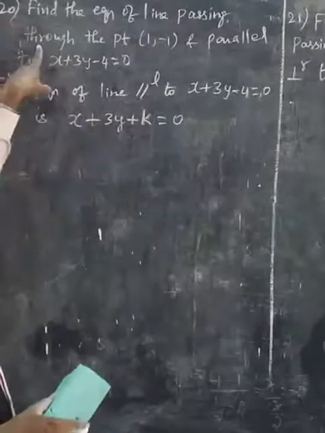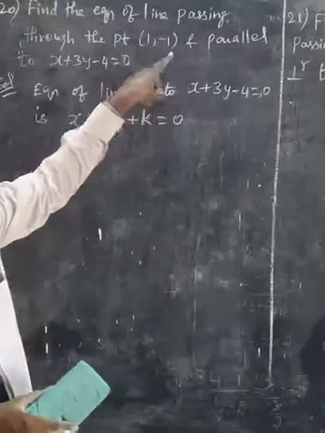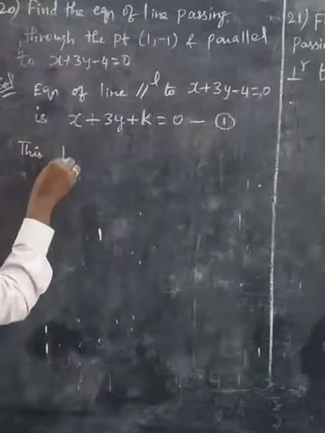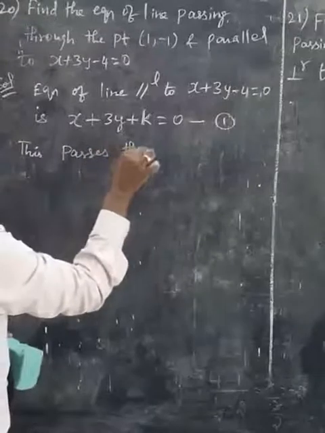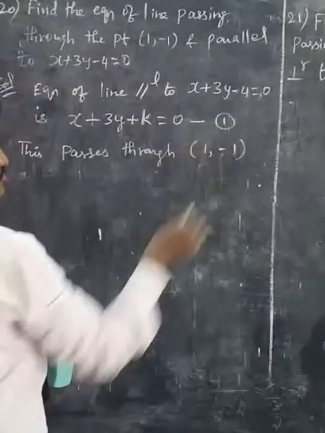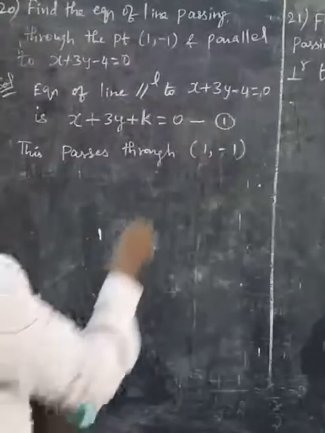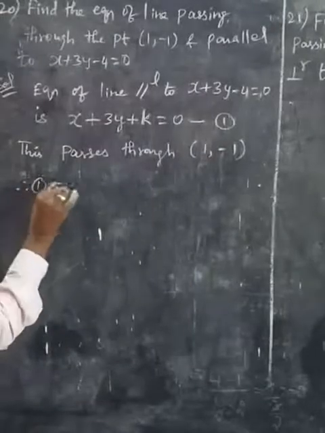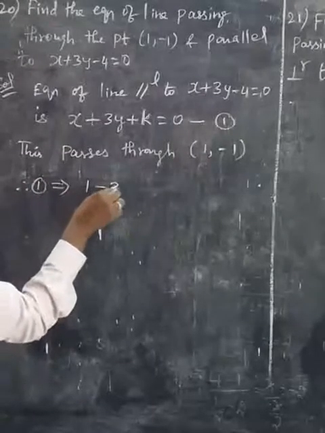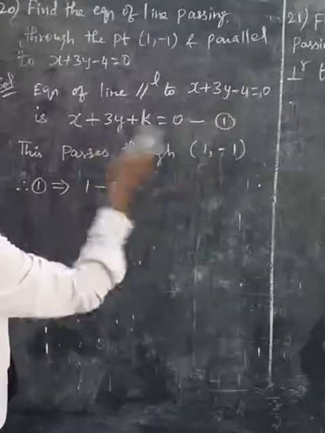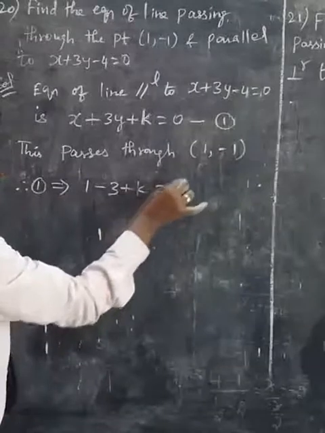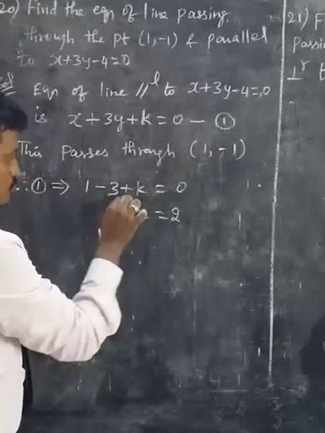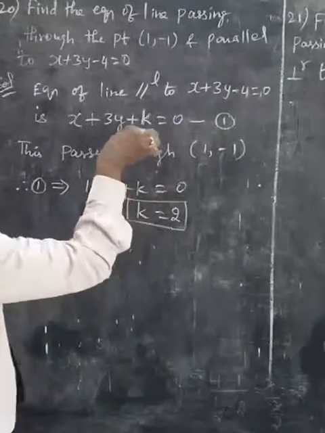For that they have given the line passes through the point 1 comma minus 1. That is what I am going to write by taking this as equation number 1. This line passes through which point? 1 comma minus 1. What does it mean? I can replace x by 1 and y by minus 1 in this above equation. Therefore 1 gives 1. This becomes minus 3y because in place of y I am replacing minus 1. So plus k equal to 0. If I simplify these two, minus 2 will come. Taking to other side, k becomes 2. So I said k value is the only thing we need to find. K value is 2.